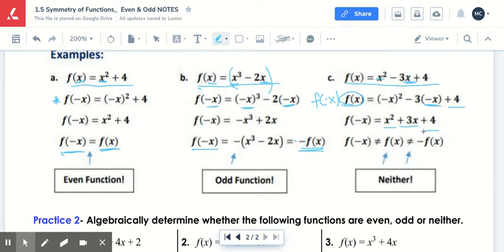Now, if I compare this result with the original one, I see the first term is the same, the second term is opposite, and the third term is the same. So this one does not have any kind of special relationship with the original function. So I would say that f of negative x is not the same as f of x, and it's also not the same as the opposite of f of x. Therefore, this one has neither of those two special types of symmetry.